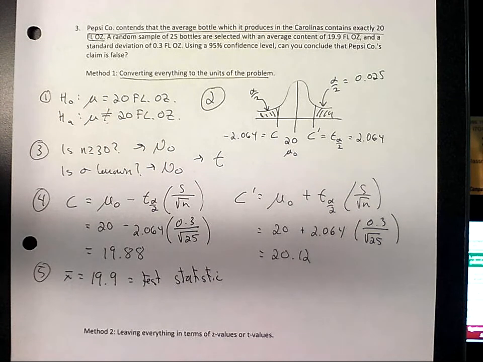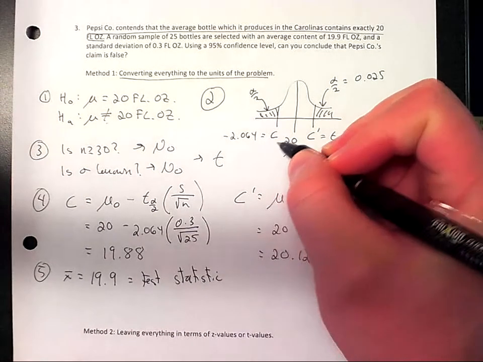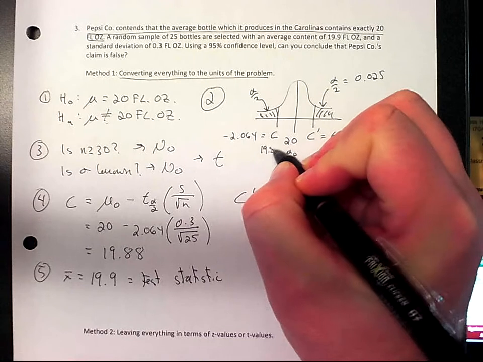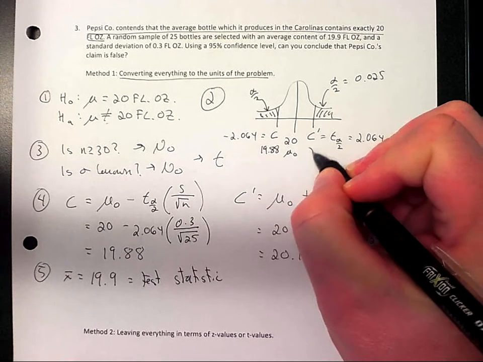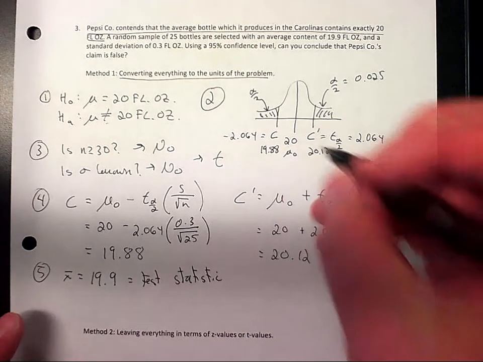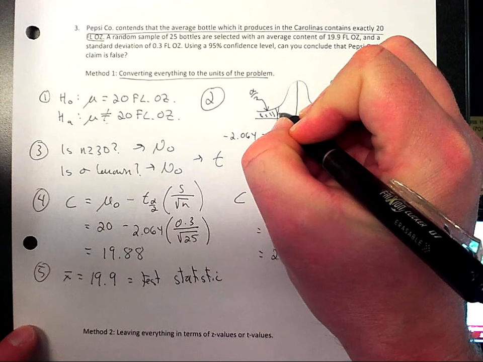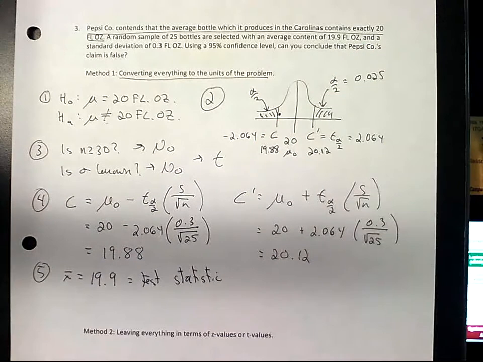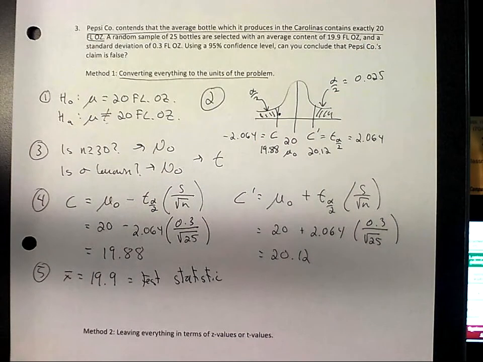So here we have 19.9. Here our left-hand side critical value is 19.88, and here it's 20.12. Is 19.9 in a rejection region or not? No, it's just outside, right? Like you were trying to aim for the bullseye, and you just got a hair outside the bullseye, so you didn't quite get it. So we're just outside of our rejection region.